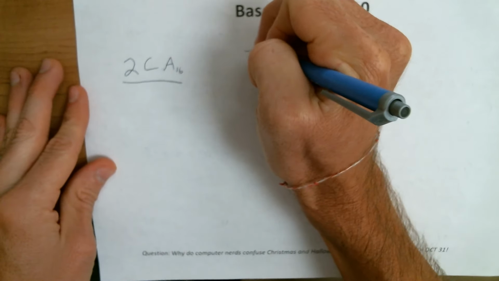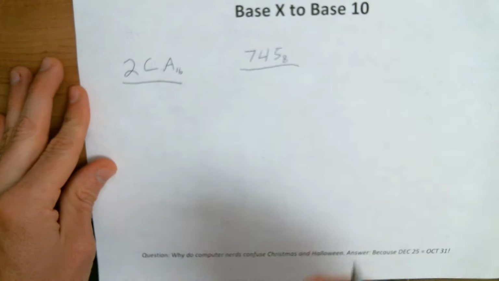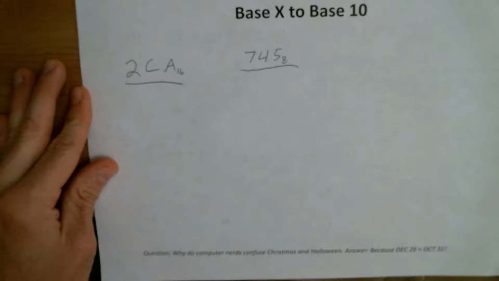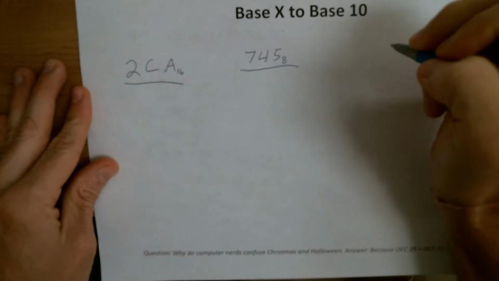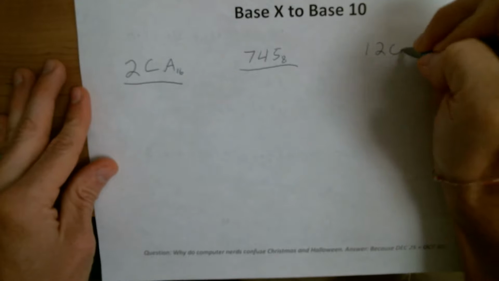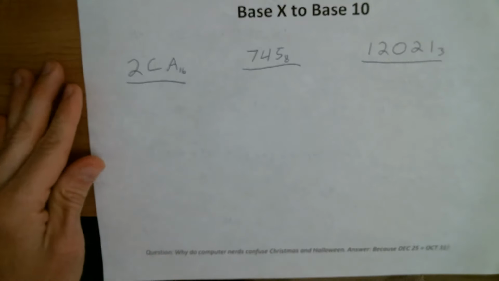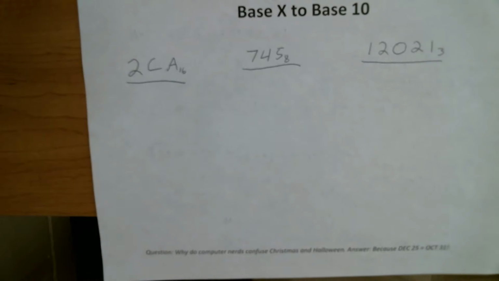Take 745 base 8 and convert that to base 10. And then last but not least, take 1, 2, 0, 2, 1 base 3 and convert that to base 10. Now, we didn't specifically do a base 3 example, but follow the same logic that we've used for base 8, base 2, base 16, and apply that to base 3 and see if you can figure that out.